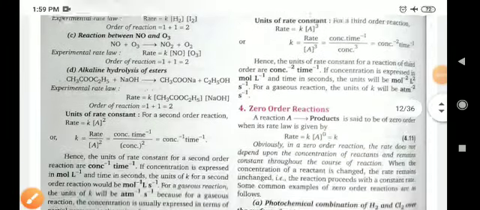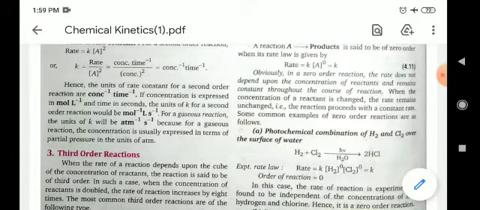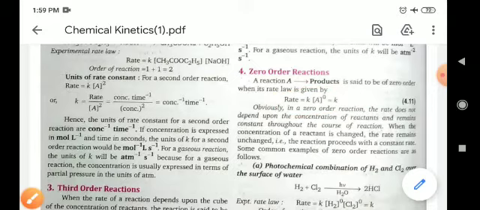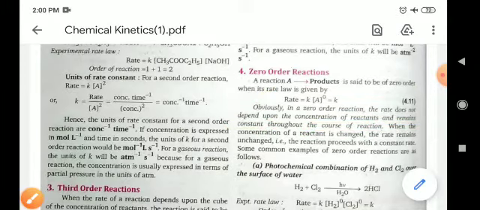Now a zero order reaction. In a zero order reaction, when the rate of the reaction does not depend upon the concentration of reactants, it is known as the zero order reaction. Rate equals k [A]^0, which means rate equals k. So obviously in a zero order reaction the rate does not depend upon the concentration of reactants and remains constant throughout the course of the reaction.